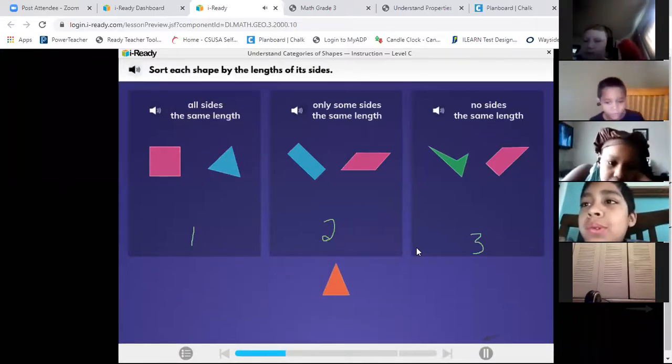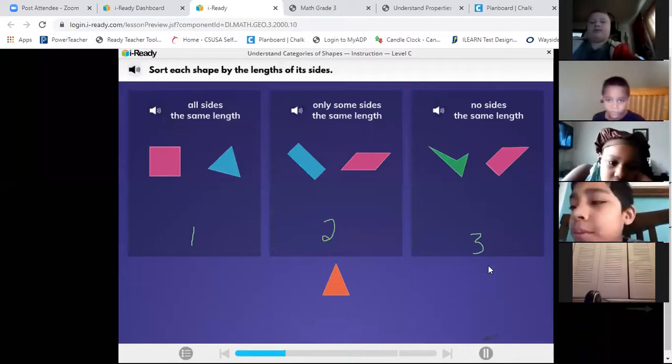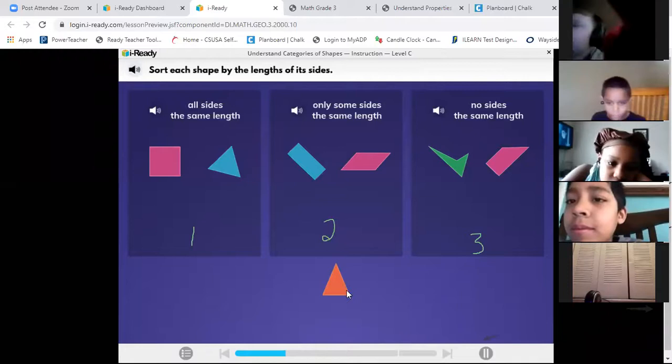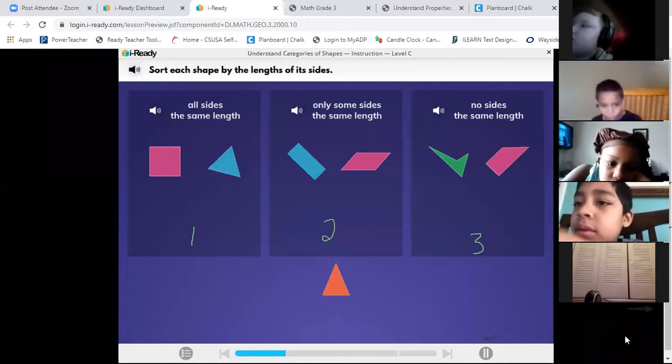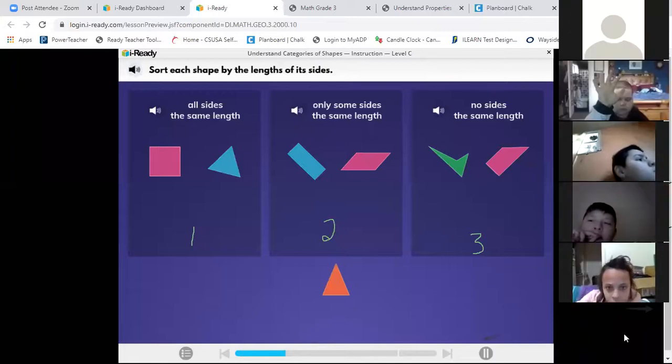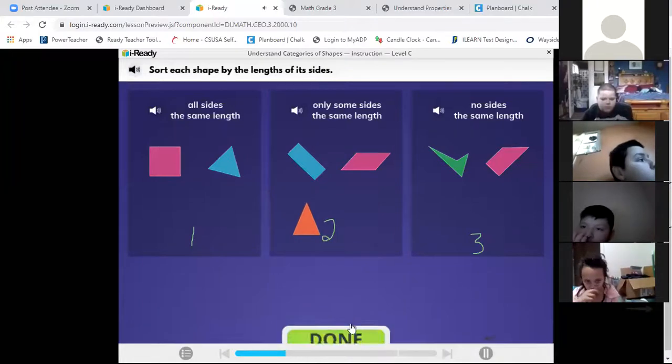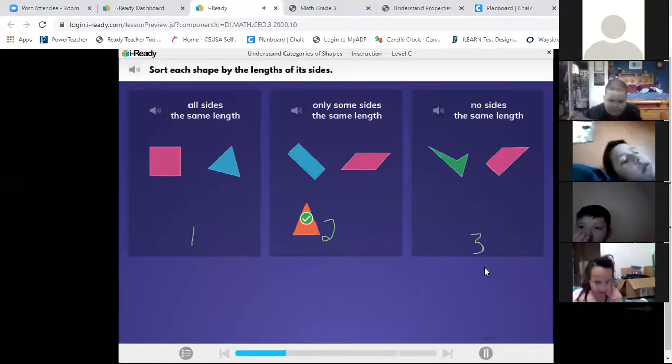Oh, I was a liar. There's this one. Okay, now where does this triangle go? So this is a triangle and this is a triangle, but where does this one go? A different triangle. Dalton, where do you think this one goes? I think it goes in number 2. Only some sides are the same length. All right, let's check it. All right, nice job.